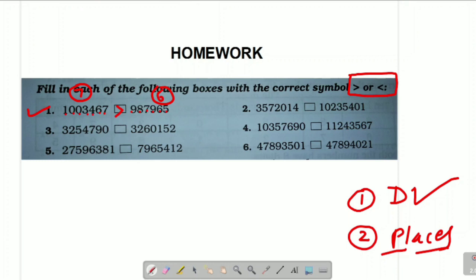I hope that you have understood all this very well. So questions number 2, 3, 4, 5 and 6 are for your homework. Do it, solve it, and if you have solved it, then you must post your answers in the comment section. I will definitely check it.